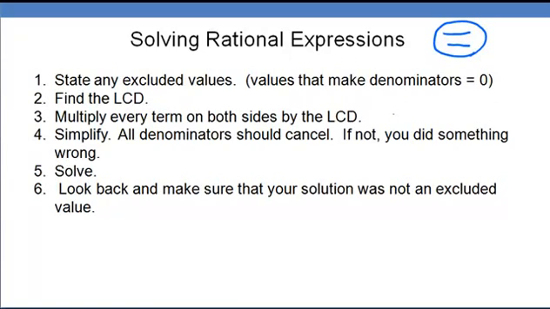Step 3, multiply every term on both sides by the LCD. You do not get it underneath like an addition and subtraction problem. You multiply by it on the top. Simplify. All denominators should cancel. If not, you did something wrong. Solve, and then look back and make sure that your solution was not an excluded value.